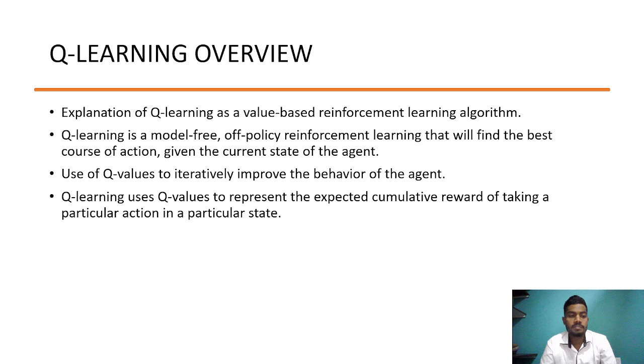Q-learning overview. Explanation of Q-learning as a value-based reinforcement learning algorithm. Q-learning is a model-free, off-policy reinforcement learning algorithm that will find the best course of action given the current state of the agent. It uses Q values to iteratively improve the behavior of the agent. Q-learning uses Q values to represent the expected cumulative reward of taking a particular action in a particular state.